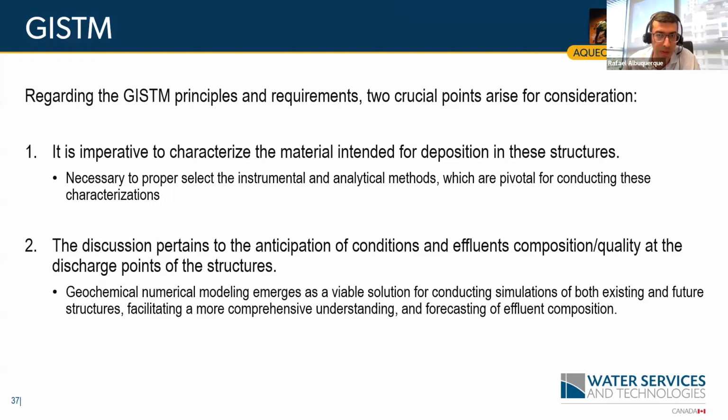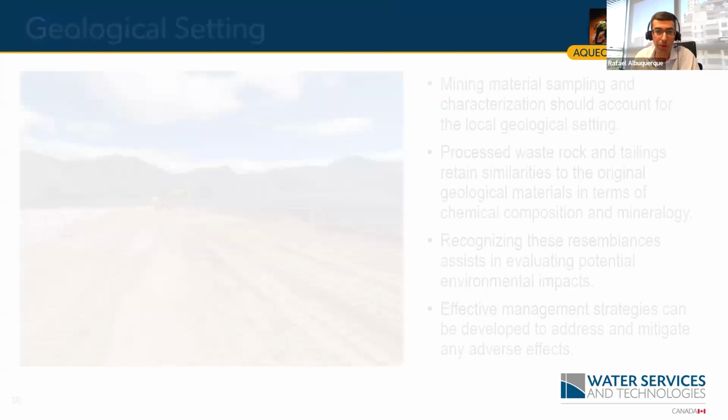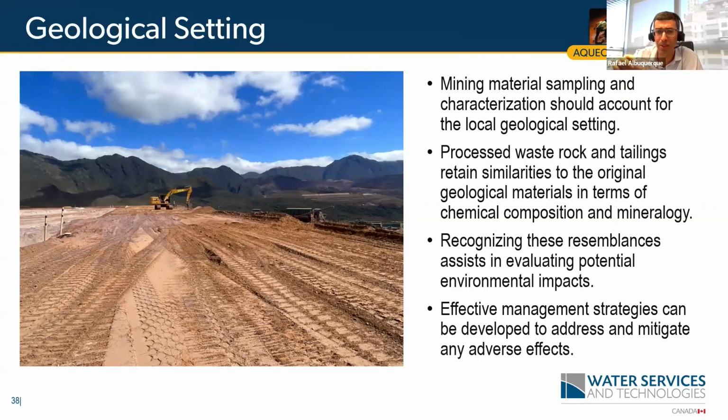And to summarize, regarding their principles and requirements, there are two crucial points that arise for consideration. To build the knowledge base, it's imperative to characterize the material intended for deposition in the structures, right? Because we're trying to estimate what's going to happen. Obviously, if the structure already exists, we can sample the material there. But if the structure still hasn't been put in place, we should try to characterize and estimate the potential chemical load release before the installation of the structure. And based on that, to anticipate, to estimate the conditions and the effluent composition and quality at the discharge point of the structures so that, as I mentioned, proactive decision making can be made to try to control this before it happens.